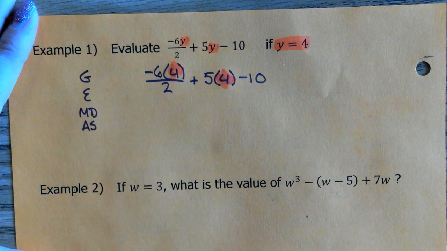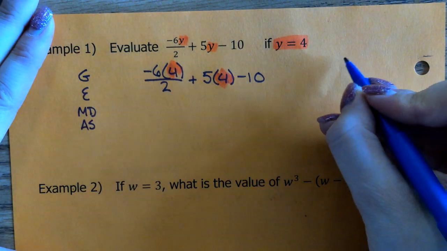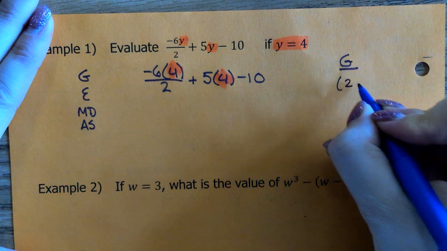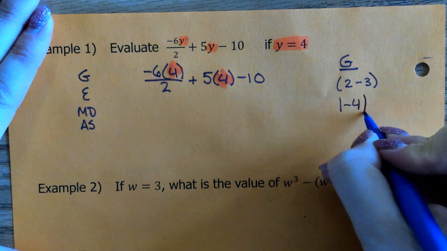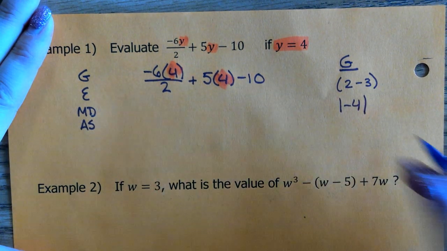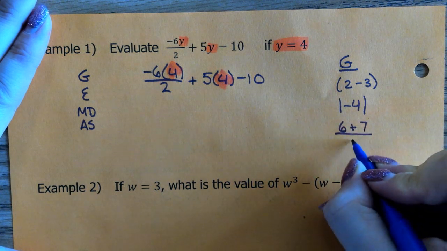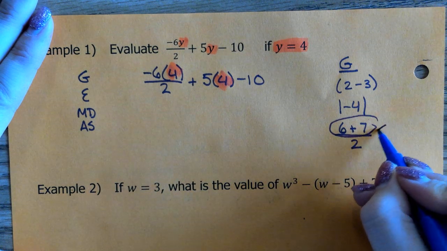So first thing here I need is a group. And now that we switched to GEMDAS from PEMDAS, I want to tell you what groups involves. So a group can be a parentheses, like a 2 minus 3. It can be an absolute value, an absolute value of 4. It can be this part, the top of a fraction.